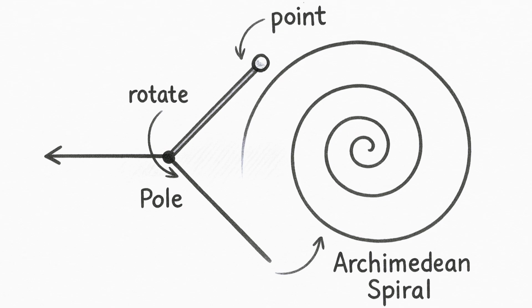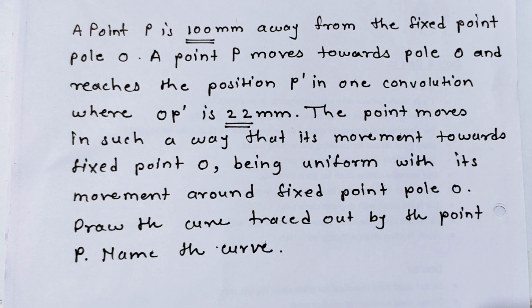So let's see how the question may occur in the exam. Sometimes the question won't say directly to draw an Archimedean spiral, but you have to identify it from the hints given in the problem. Common hints for Archimedean spiral are like a line is rotating around a pole, or the point is moving towards the pole or away from the pole. So these are the common hints given in the problem, so you have to identify it.